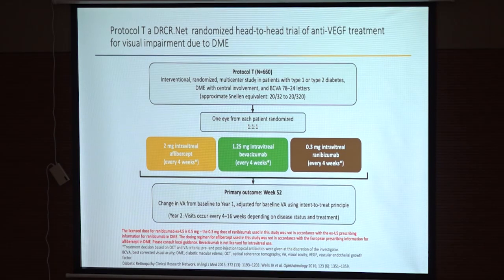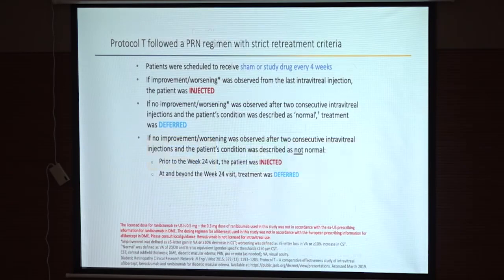Besides this study, there were many other randomized controlled trials and individual studies, but this was one of the largest. Here the protocol was that in diabetic macular edema, you have to start with anti-VEGF injections monthly and carry on, and there were indications of when to stop and when to extend. Patients were scheduled to receive these injections every 4 weeks, and for comparison, a sham group was also included. Then improvement or worsening was observed after the last injection.